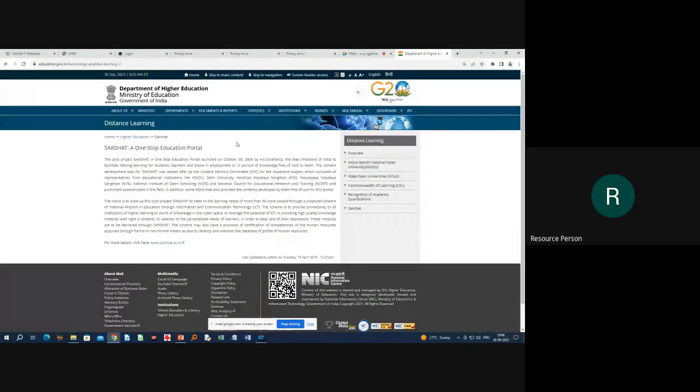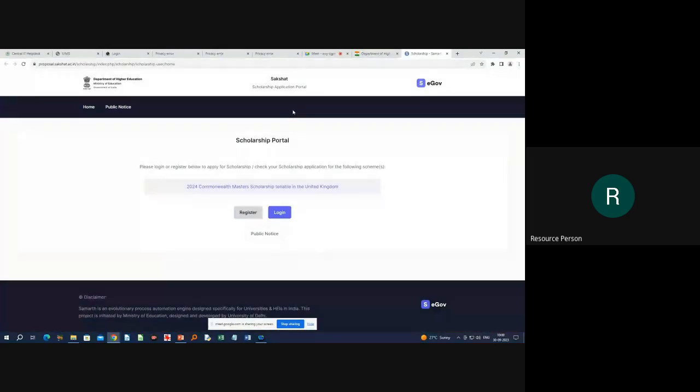Yes, fine. So please see here the browser. For more details, this is the URL that is mentioned in the slide also, right? Sakshat.ac.in. If I click on that, it will take me to a portal, right? So it is asking me to create a login, and log into this portal. Apart from that, here I need to register, and then start using the Sakshat portal.